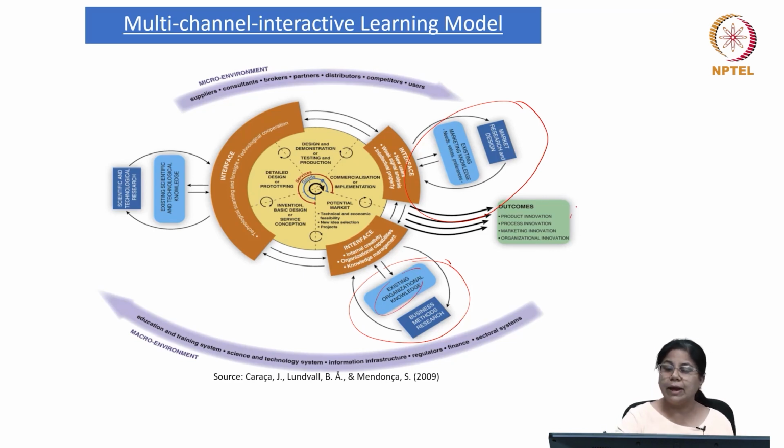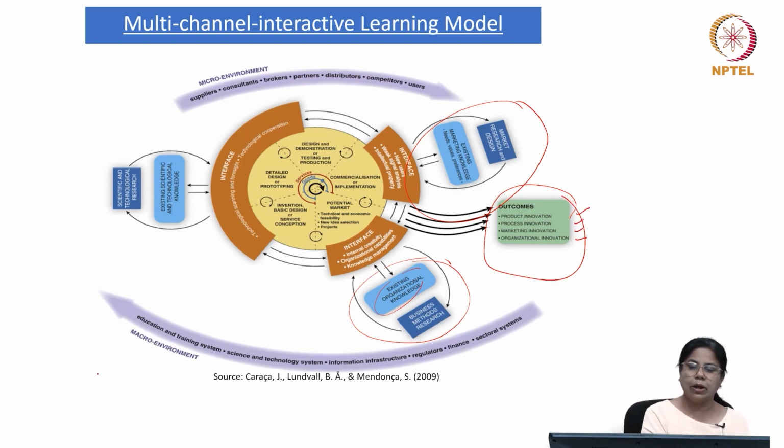The final outcomes are essentially coming through the product innovation, process innovation, marketing and organization that we have already developed. Now let us look at the brown core.